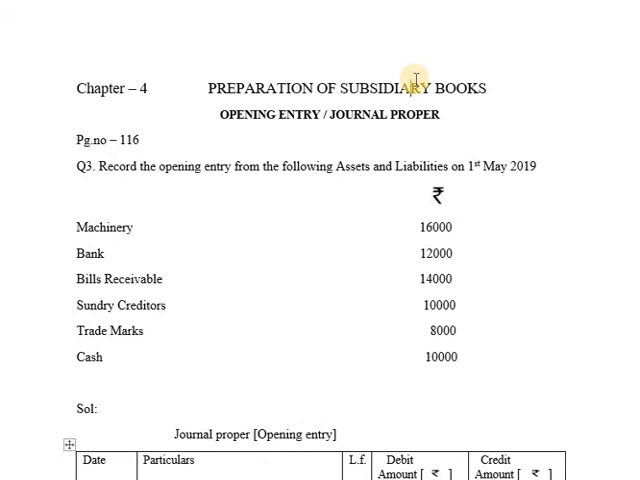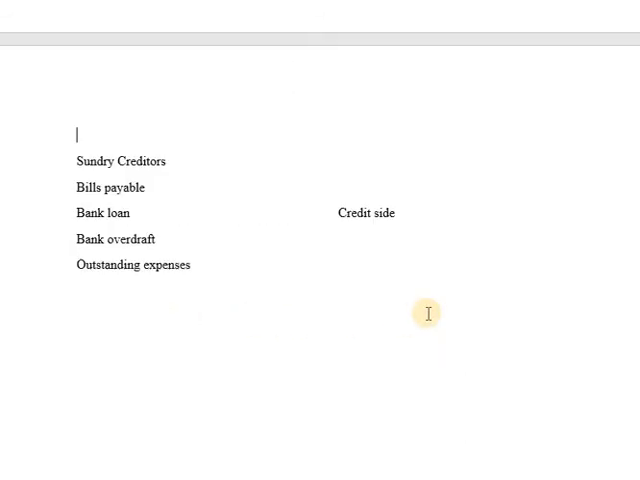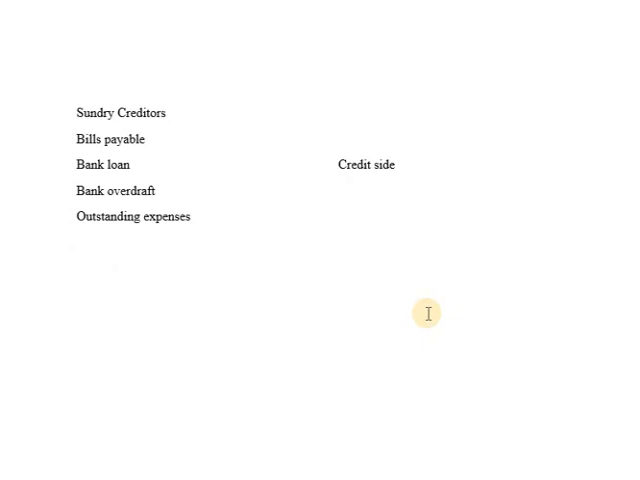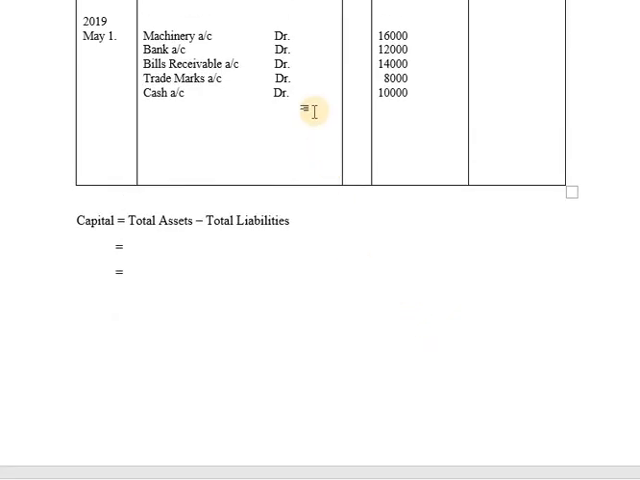Once we have completed all the items which are to be recorded on debit side, now we will complete the items which are to be recorded on credit side. Only the name sundry creditors 10,000 will be recorded on credit side, as it is among these 5 names. So it will be recorded as to sundry creditors account, which is given as 10,000, on credit side.